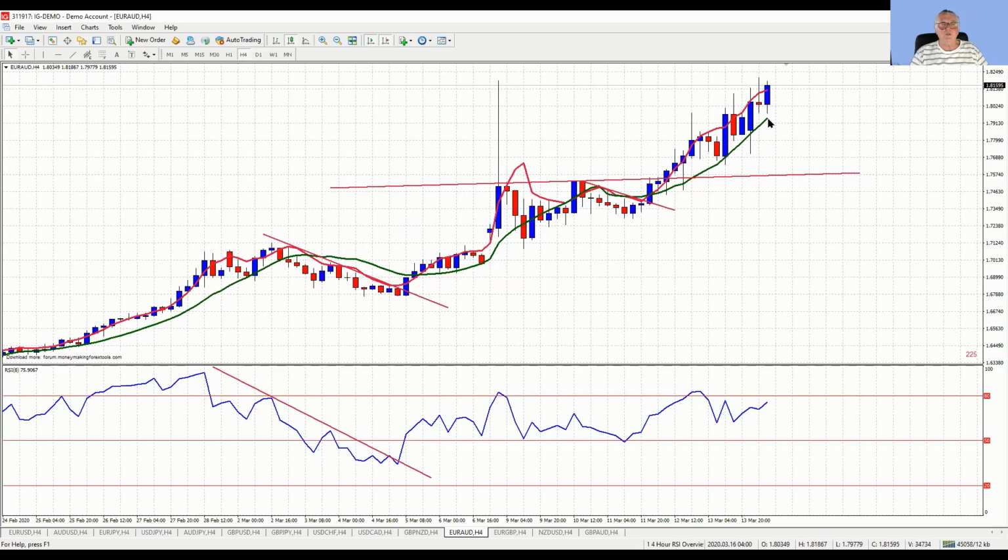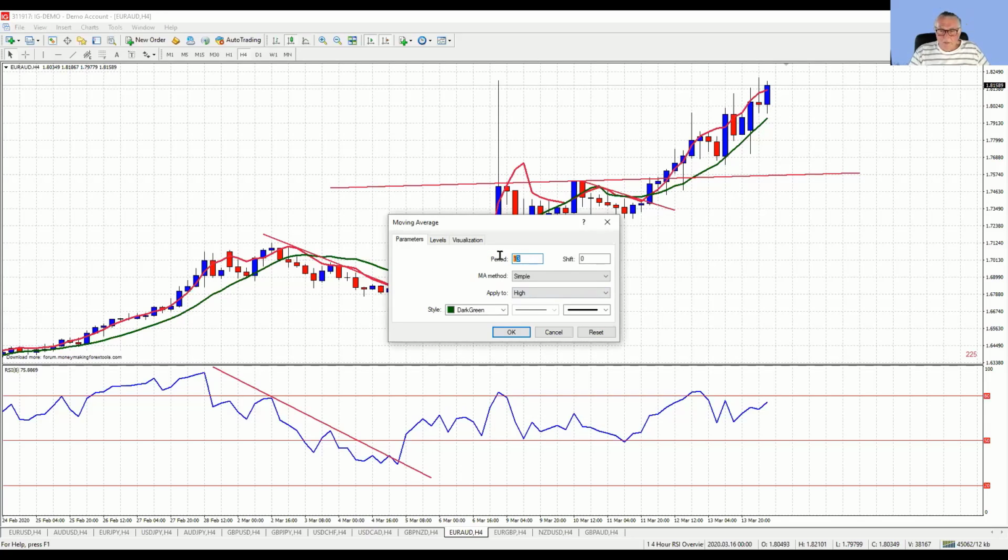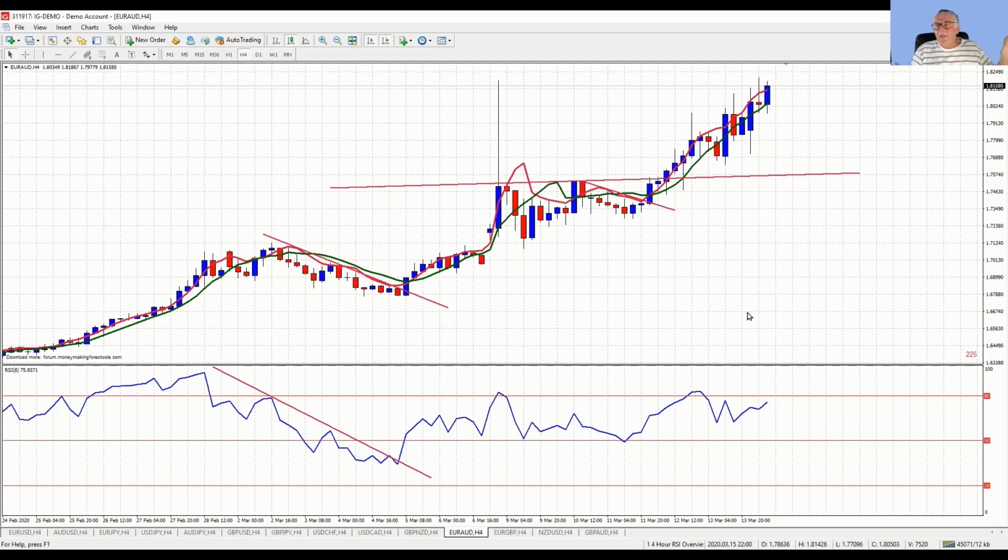Now I've just used random numbers for my moving averages. You can use, let's say, 8. Let's see what 8 will give you. All right, so that's the way. That's the other way. So you see, moving averages are trending indicators. So they will tell you when the trend is over. When they cross over, the trend's over.